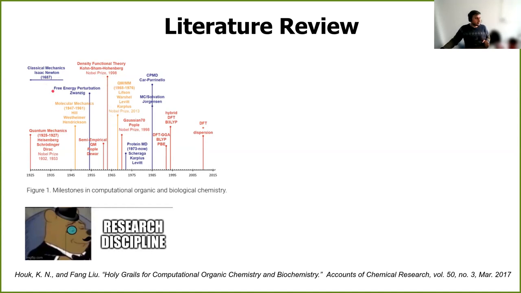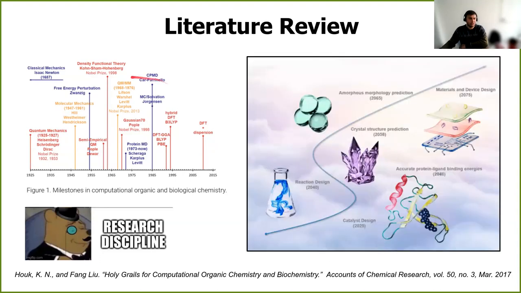For example, free energy perturbation back in the 50s, or the QM/MM approach, and also Car-Parrinello MD. These were really approaches to make sure you are able to move your atoms in a very particular way. And what this paper also talks about, for instance, are some of the open areas which hopefully will be solved in the next 20 to 30 years. So for example, design of catalysts, materials design and discovery, crystal structure prediction, binding energies for drug design, and so on.